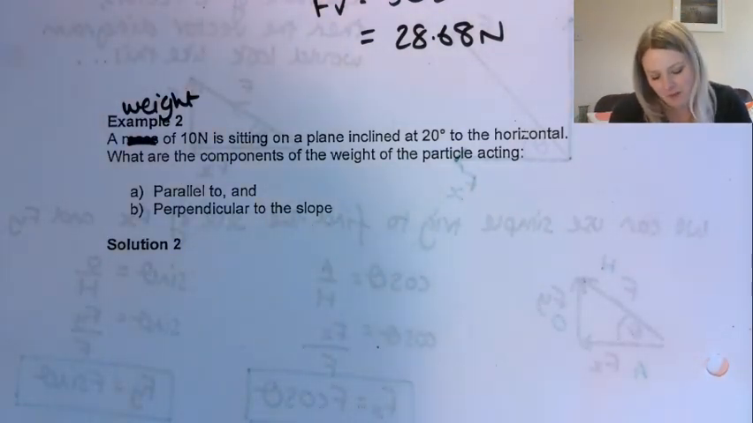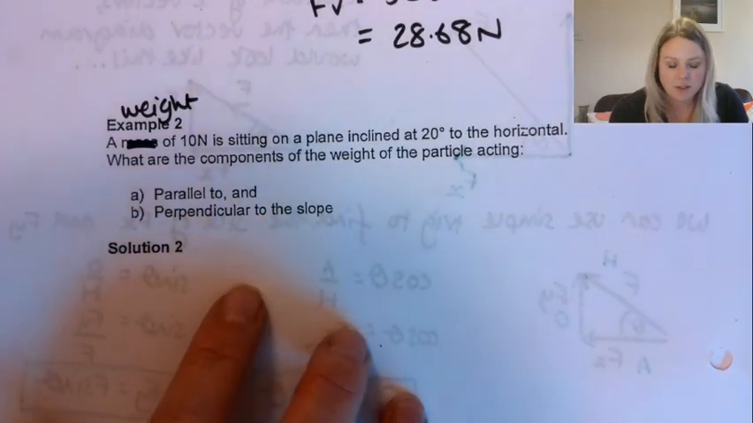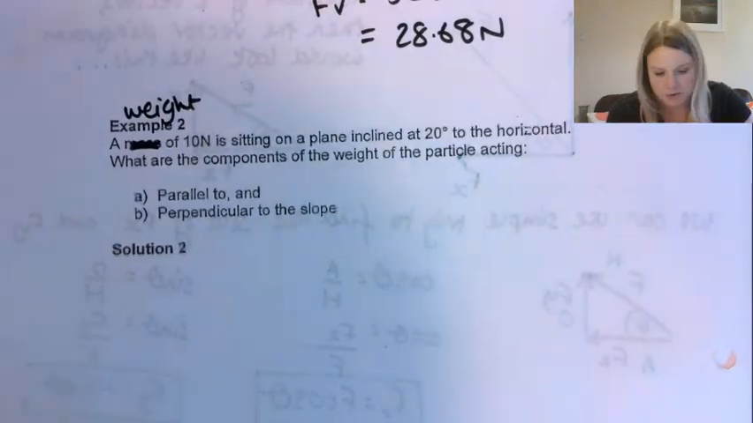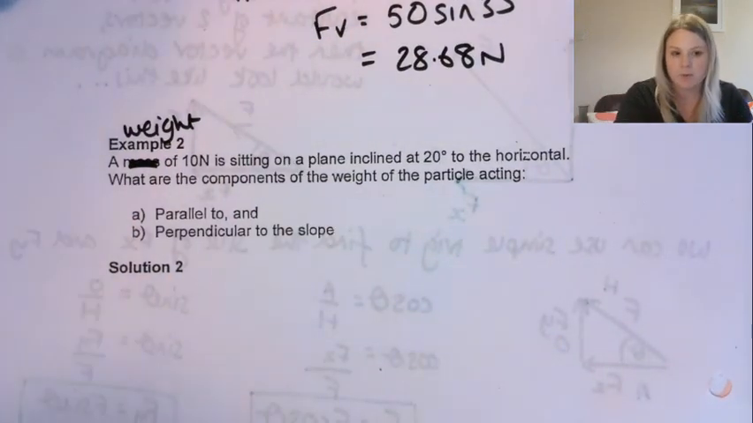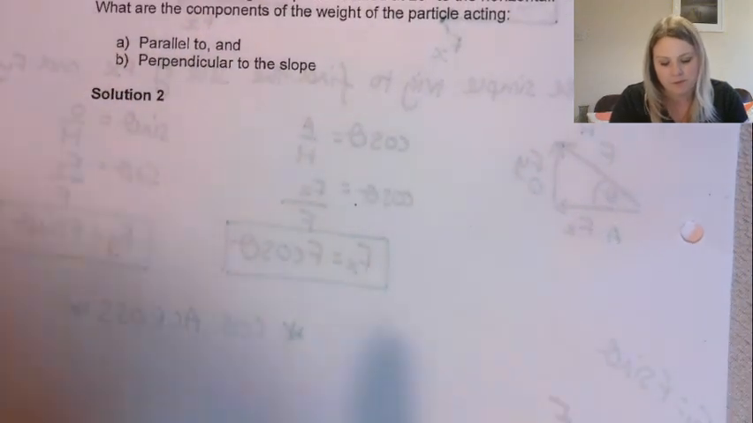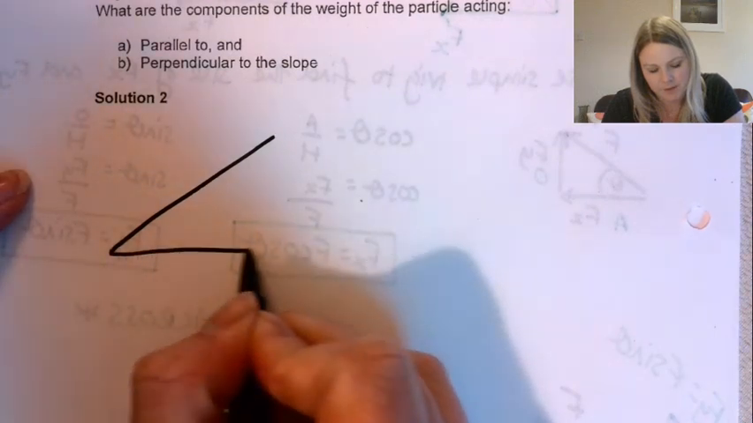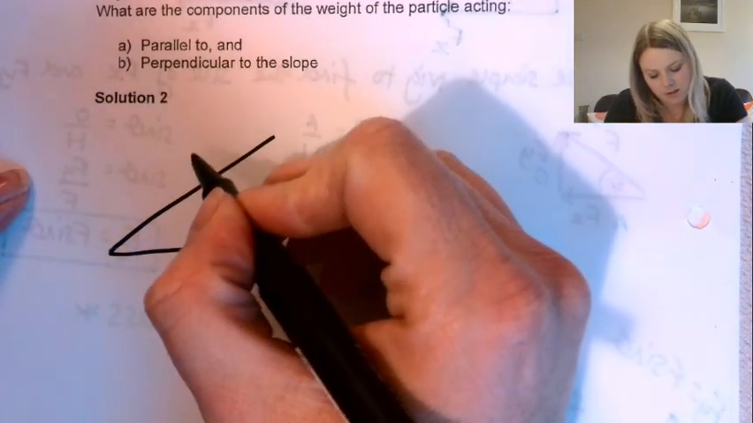So a weight of 10 newtons is sitting on a plane inclined at 20 degrees to the horizontal. What are the components of the weight of the particle acting parallel to and perpendicular to the slope? This is just to show you that it doesn't always have to be vertical and horizontal. As long as the two components are perpendicular, we're landed. So let's sketch our diagram first of all. We have our slope, and then we've got this weight here.